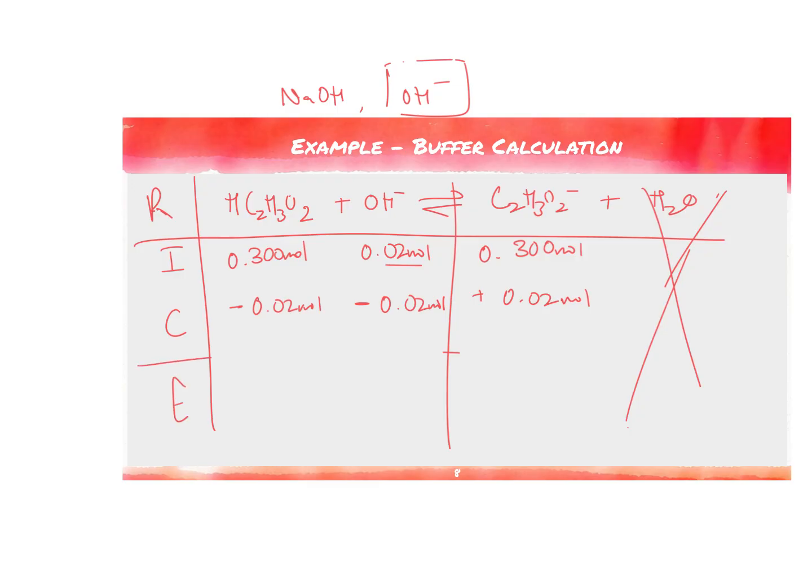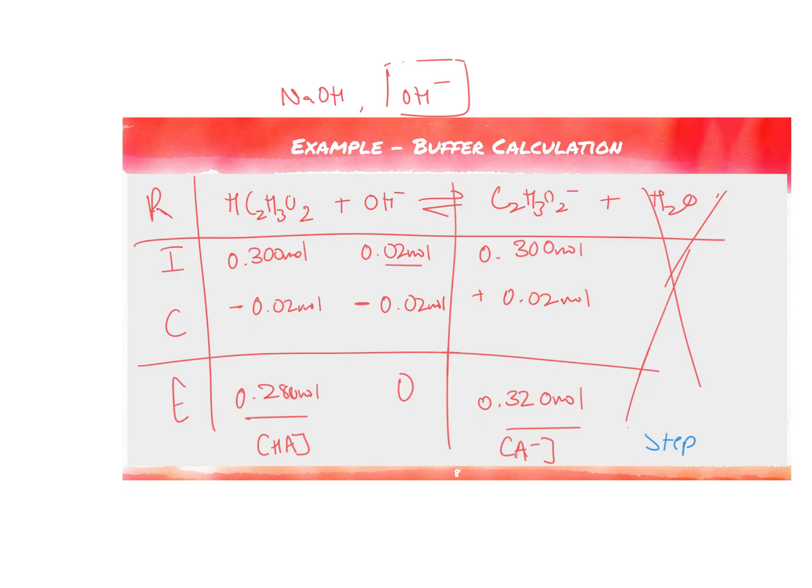And then for equilibrium, all we do is just add these together. 0.3 minus 0.02 is 0.280 moles. 0.02 minus 0.02 is just 0. And then 0.3 plus 0.02 is 0.320 moles. And so now these are the amounts of HA and A minus. And so step 1 is completed.